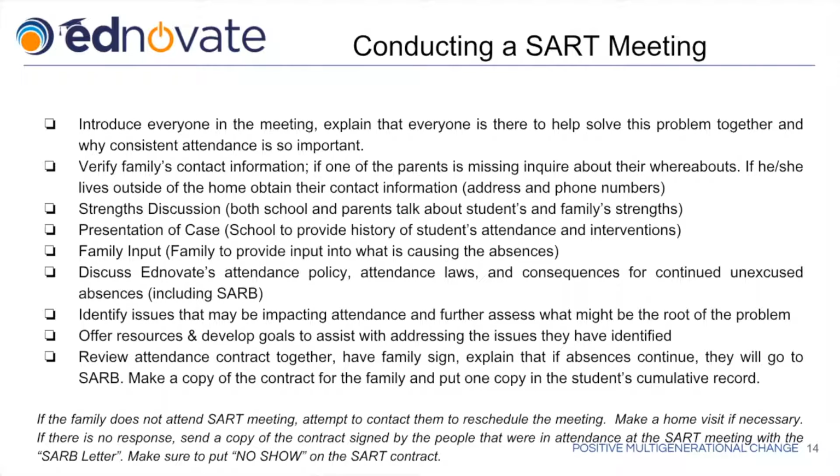And then the school will provide a presentation of the case from everything that they know so far and what's been tried so far. And then the family has a chance to talk about what's been going on from their side, and then the real discussion starts, really trying to figure out what the root of the problem is and any resources that can be provided or should be provided, and discussing the attendance policy, attendance laws, any other consequences that could come down the line. And through that conversation, developing the attendance contract and plan together, having the family sign and an admin sign.